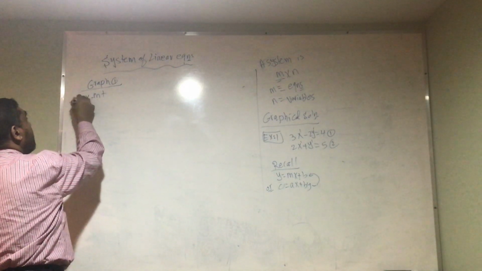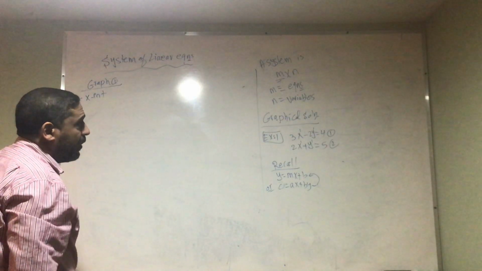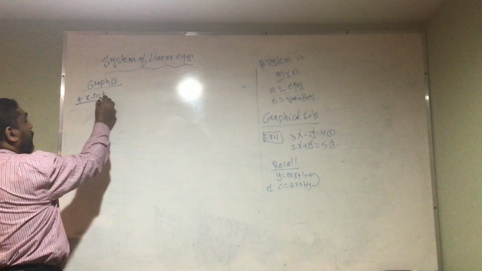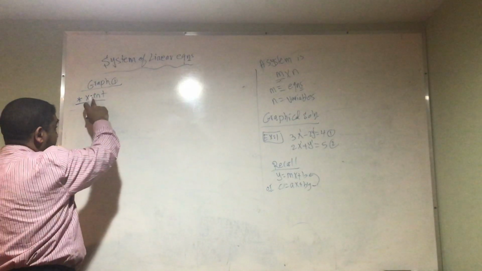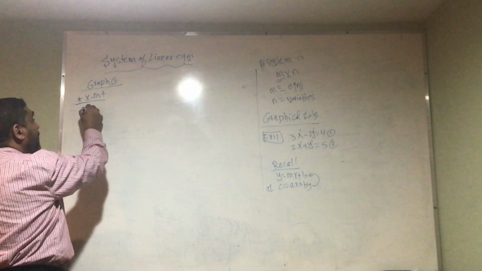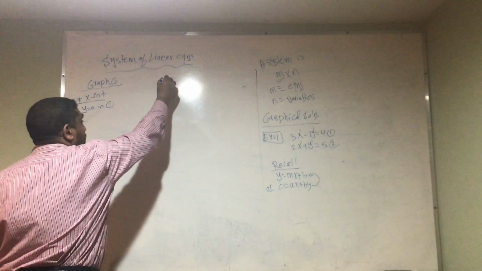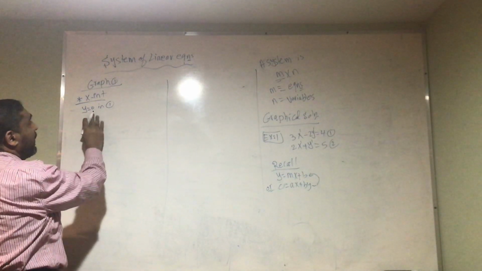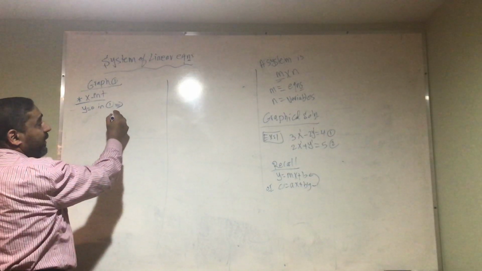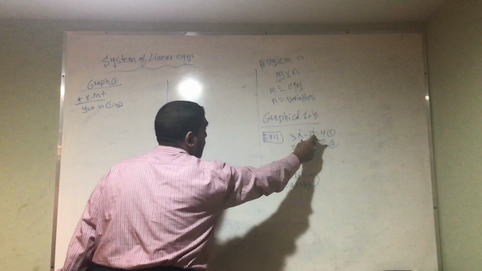I have to first find the x-intercept for equation 1. How to get the x-intercept? Where does the graph cross the x-axis? The graph crosses the x-axis when y equals 0. So I put y equals 0 in equation 1 and see what I get. Here is equation 1, just replace y by 0.